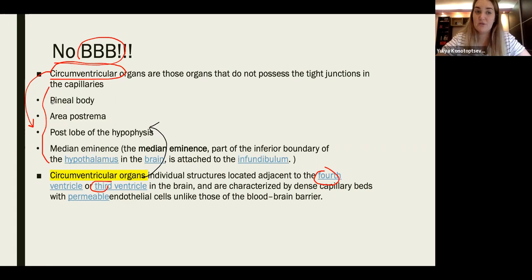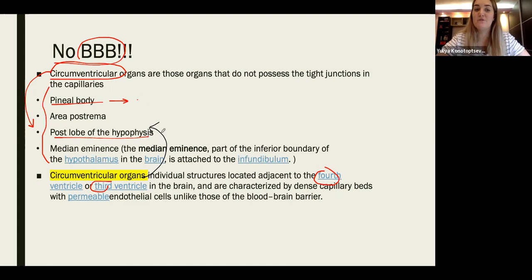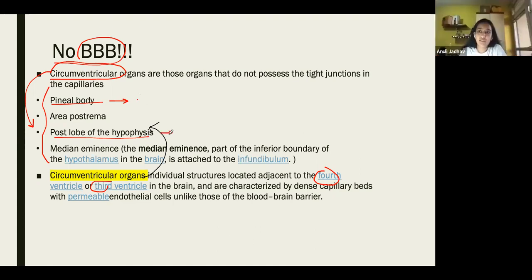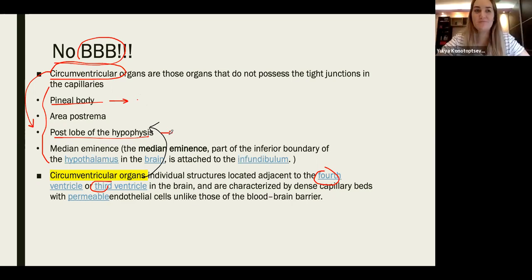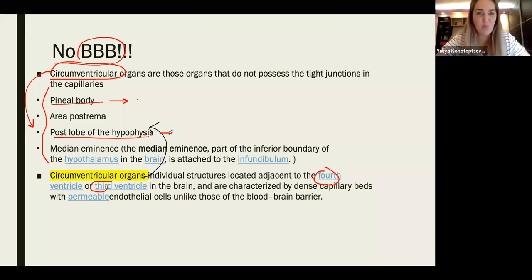What are these organs? Pineal body. Quickly, what does it make? Melatonin. Very good. It makes melatonin. Posterior lobe of the hypophysis. What does it make? ADH and oxytocin. I caught you, because it doesn't make ADH and oxytocin. It stores the hormones. It stores ADH and oxytocin. So the posterior lobe of the hypophysis does not make anything. It simply stores ADH and oxytocin.